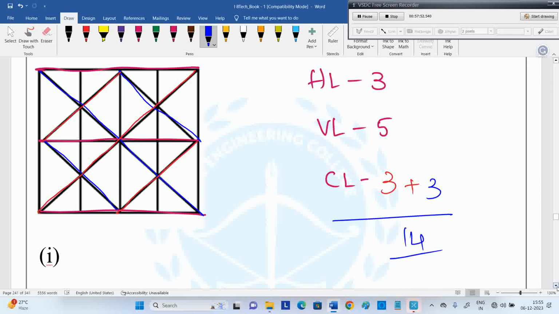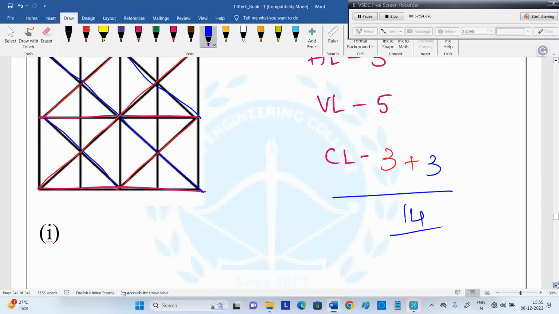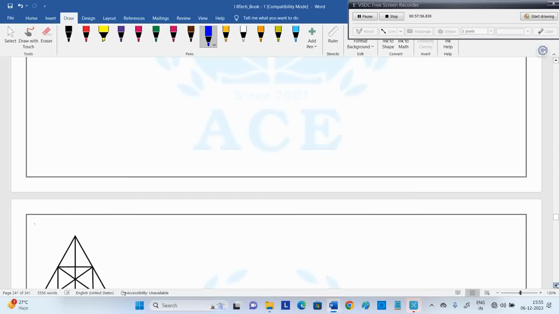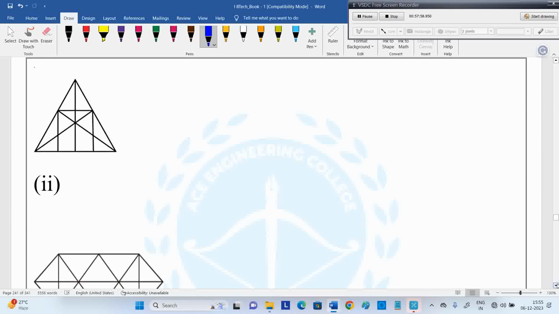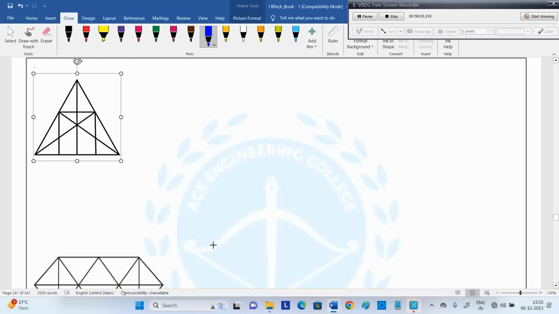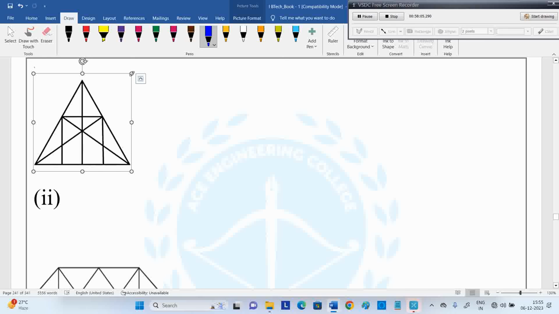Clear with this? Let's see about the next diagram. I hope the majority of you are done with this. It's not a typical concept. Now you got the idea.